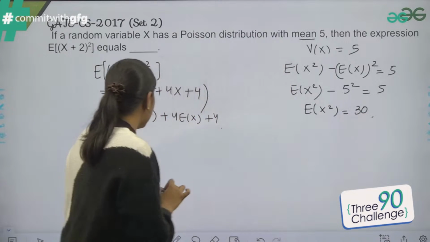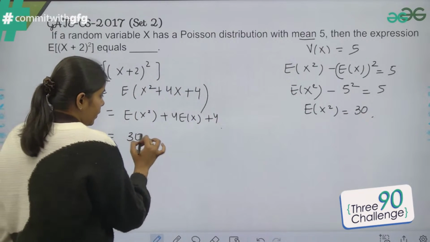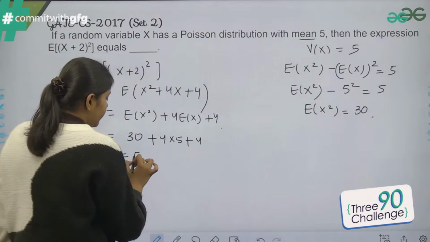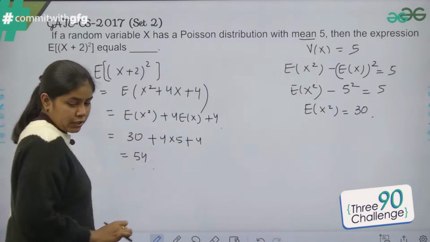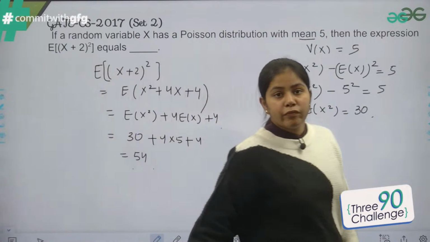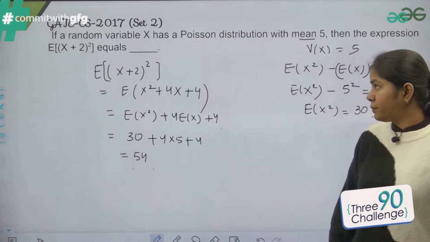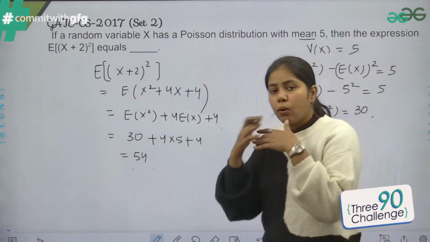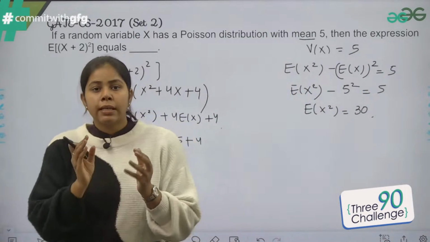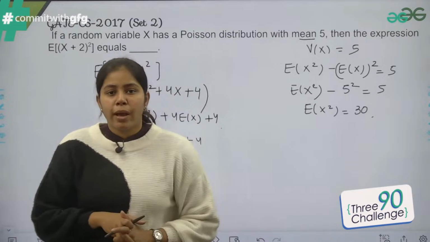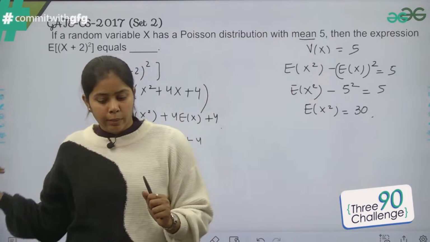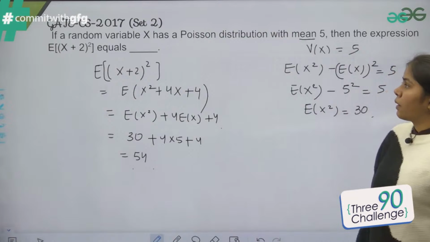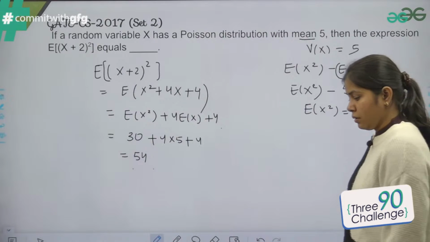So let's put that value here. 30 plus 4 into 5 plus 4, that means 54. So I got expectation of (x plus 2) whole square as 54. Simple thing. I told you at the start, just remember all the distributions, their mean, variance and probability density function. That would help you to solve these types of questions.